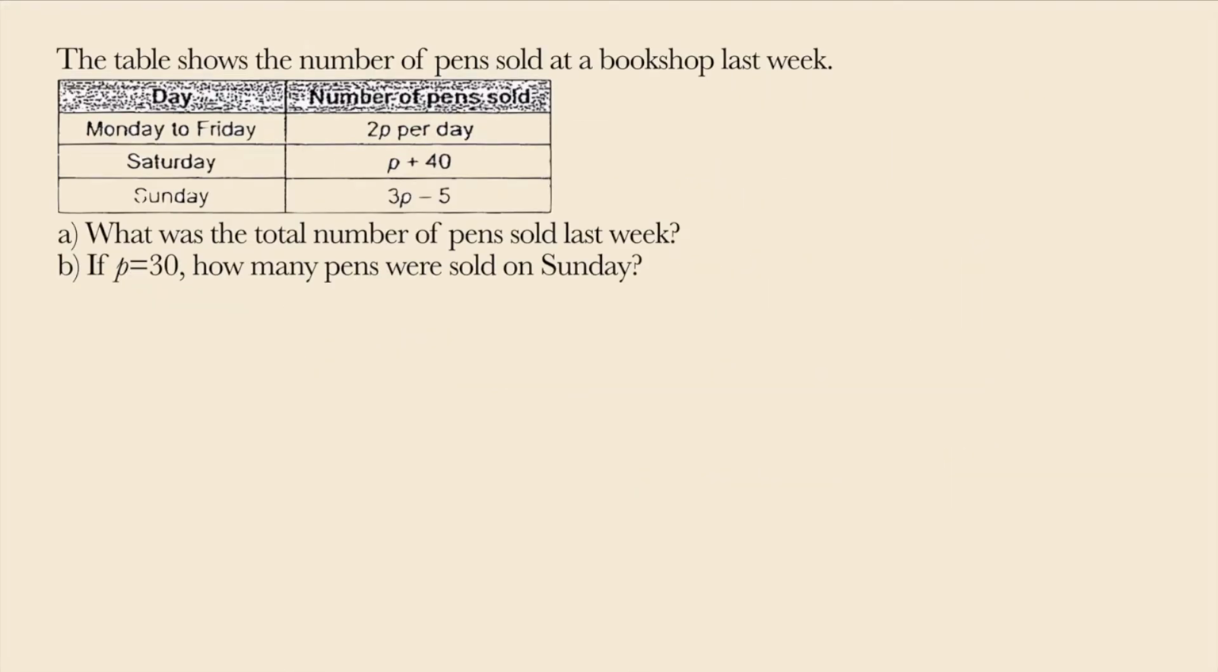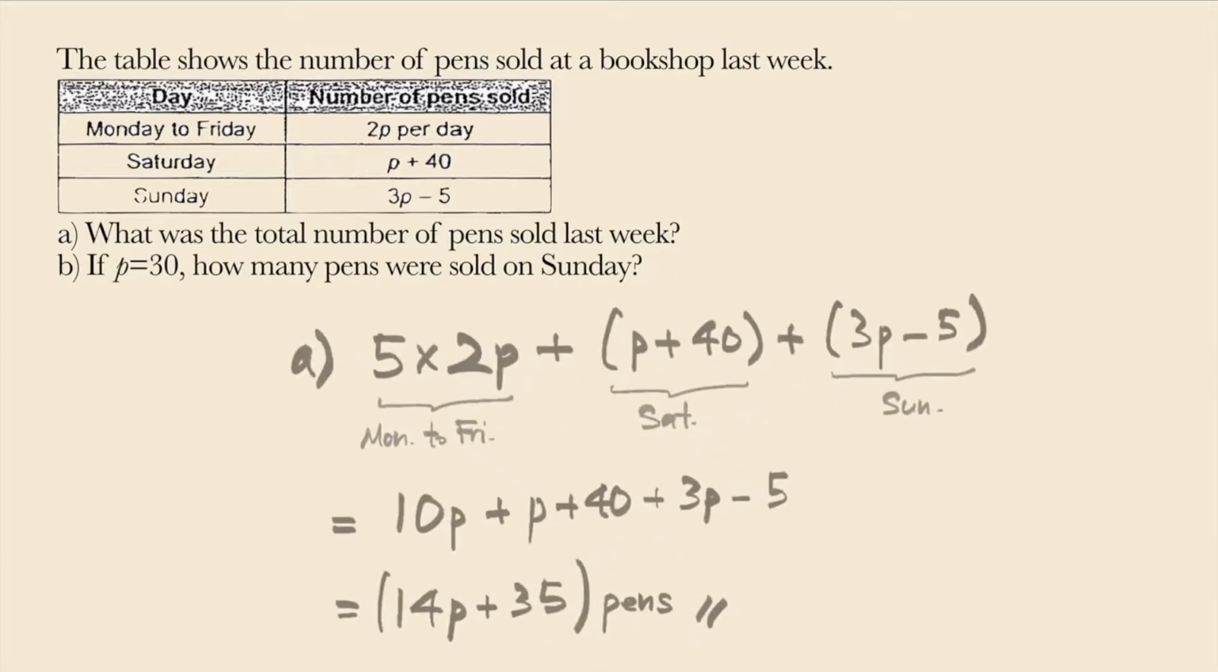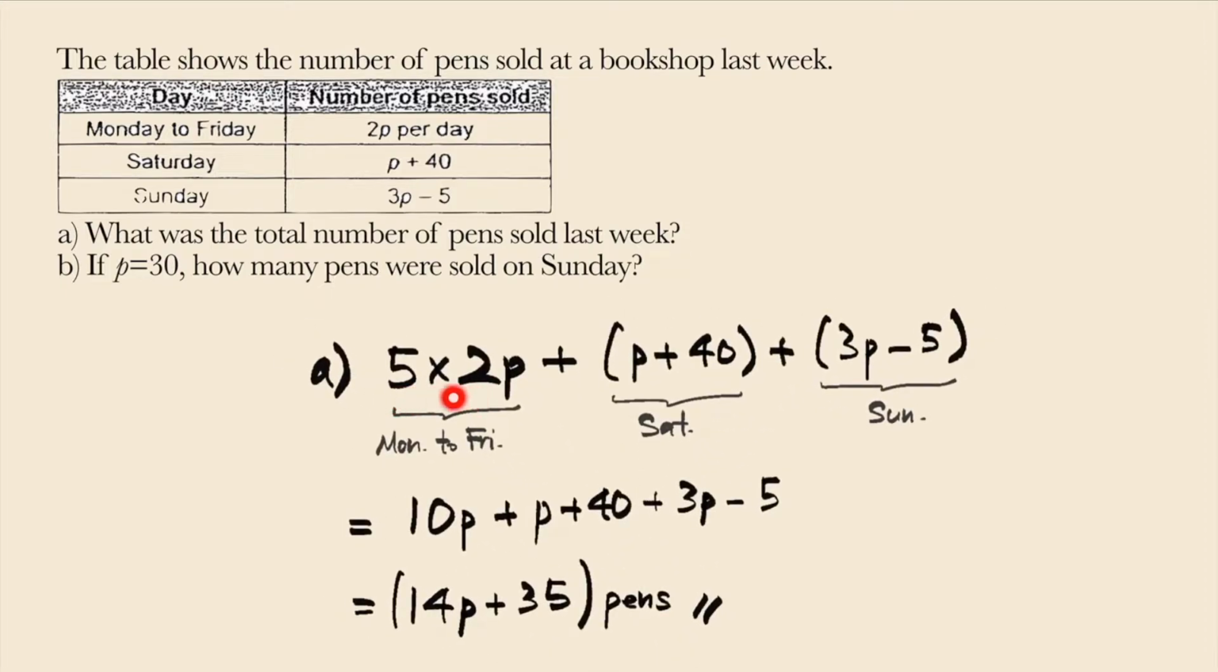So we're given a table here that shows the pens sold last week. Week refers to the 5 weekdays and each of the 2 weekends. What was the total sold last week? 2p per day, we're going to multiply by 5. So 5 times 2p, that's Monday to Friday. This is Saturday, this is Sunday. Simplify that to obtain 14p plus 35 pence.